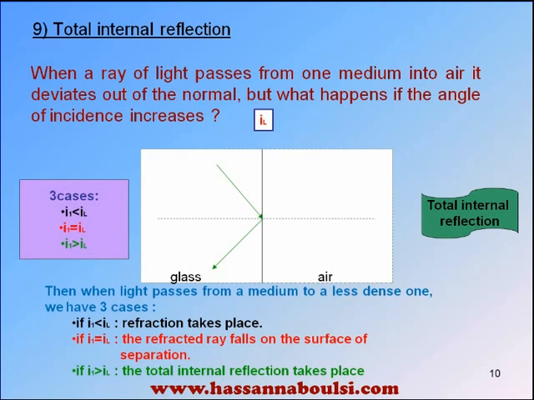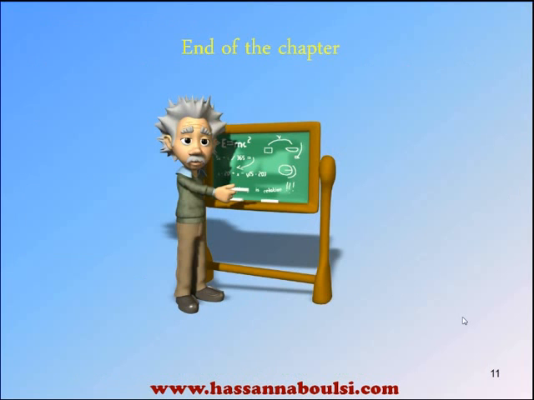So when light passes from one medium into a less dense one, we may have one of three cases. If I1 is less than I limiting, we have a normal refraction. If I1 equals I limiting, the refracted ray falls on the surface. We say that it grazes the surface of separation. And if I1 is greater than I limiting, we will have a total internal reflection, in which the angle of incidence is equal to the angle of reflection.